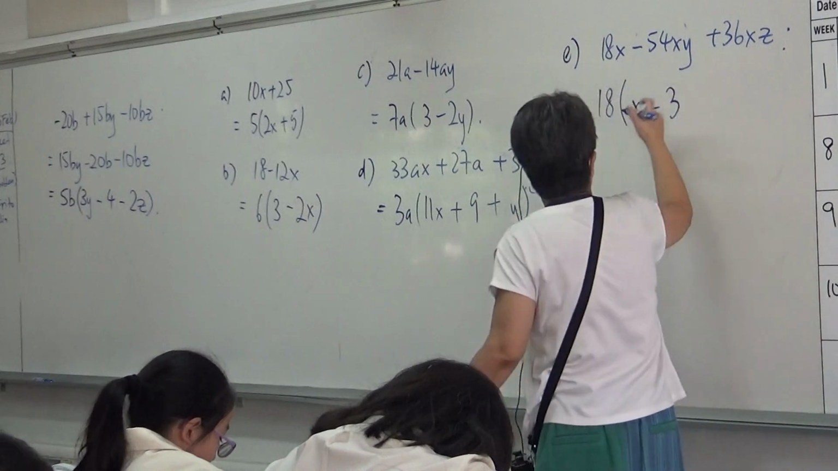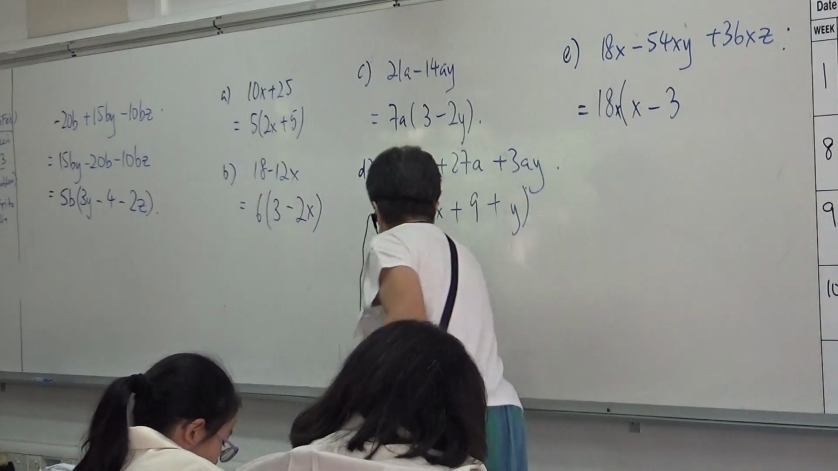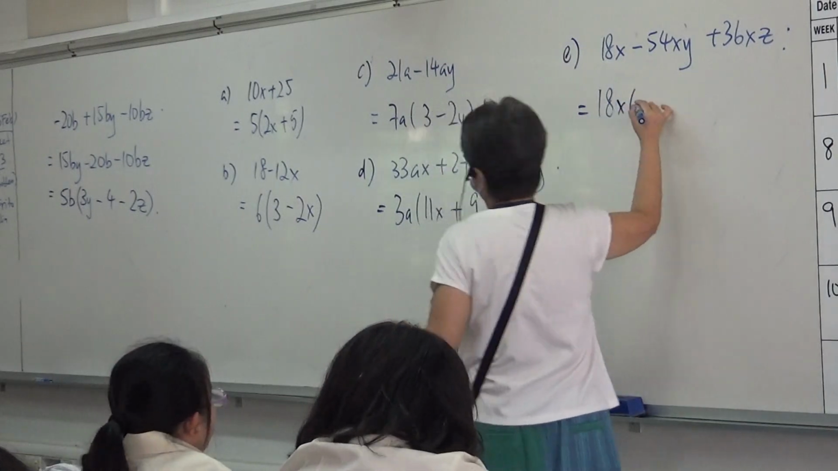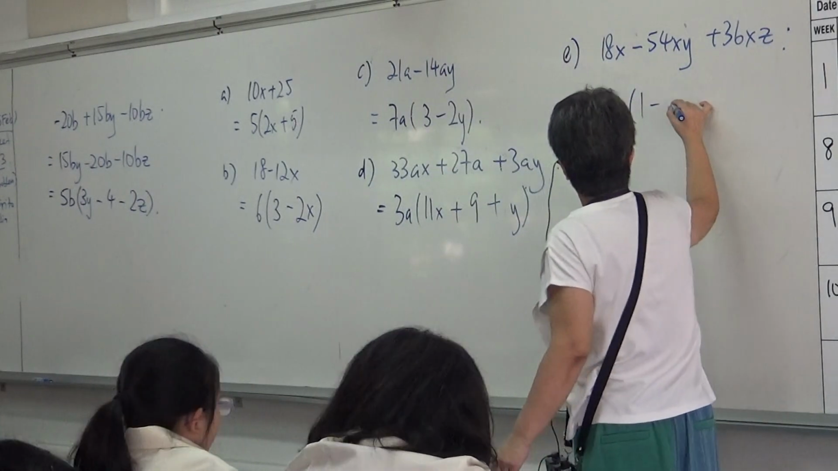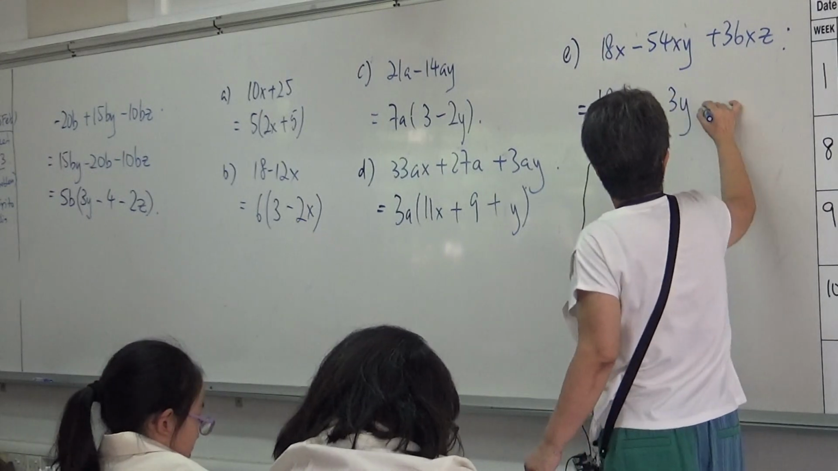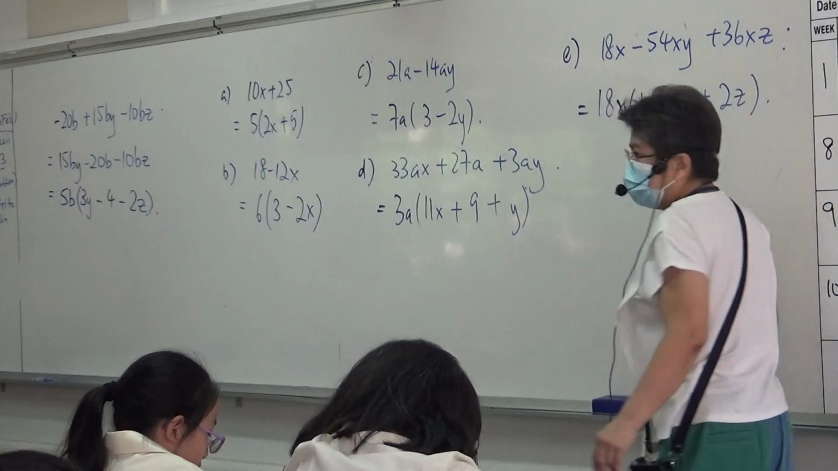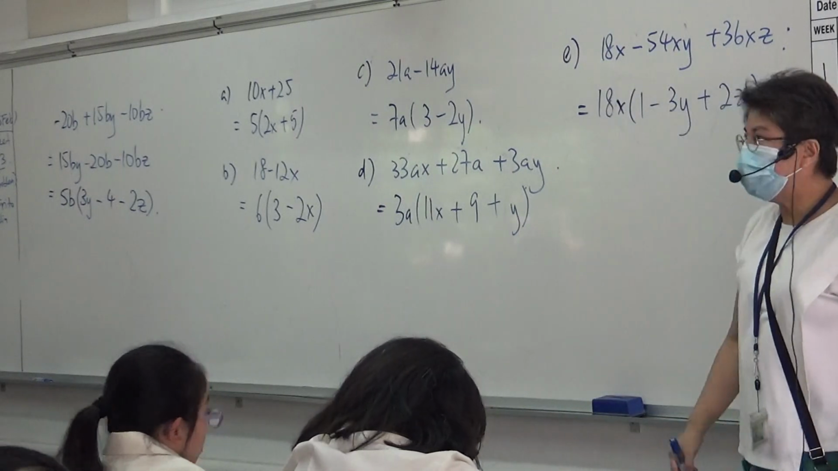Okay, better that you take out x, right? By mistake, sorry. Let's do it again. 18x, so left one, 1 minus 3y plus 1. Is that right? Can you see it?